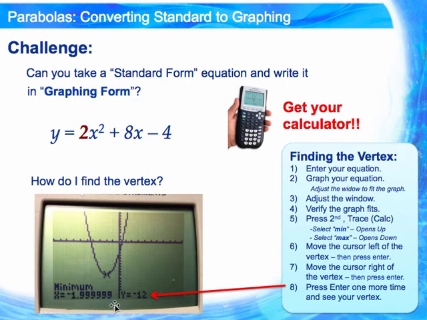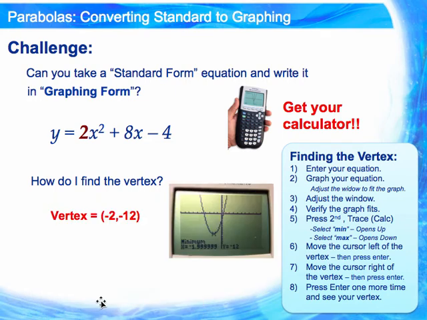Now your calculator will not be perfect. It will sometimes have rounded numbers here, or numbers that are very close to the right answer. In this case, if you were to round this to the nearest whole number, in this example, it would be -2, -12. So if I know the vertex now, and I know the stretch factor, do you now have enough information to write the equation? And the answer is yes.